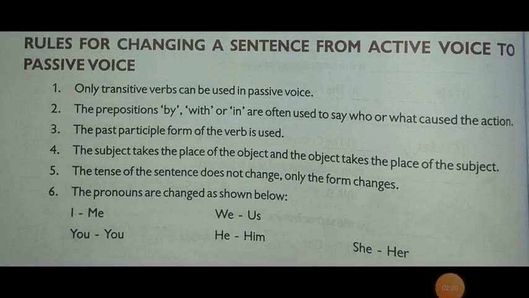Also, a helping verb may be added with the past participle form of verb as and when needed. We always know what helping verbs are. To maintain the tense in a sentence, we will need to use helping verbs like is, am, was, were, been, being, etc.